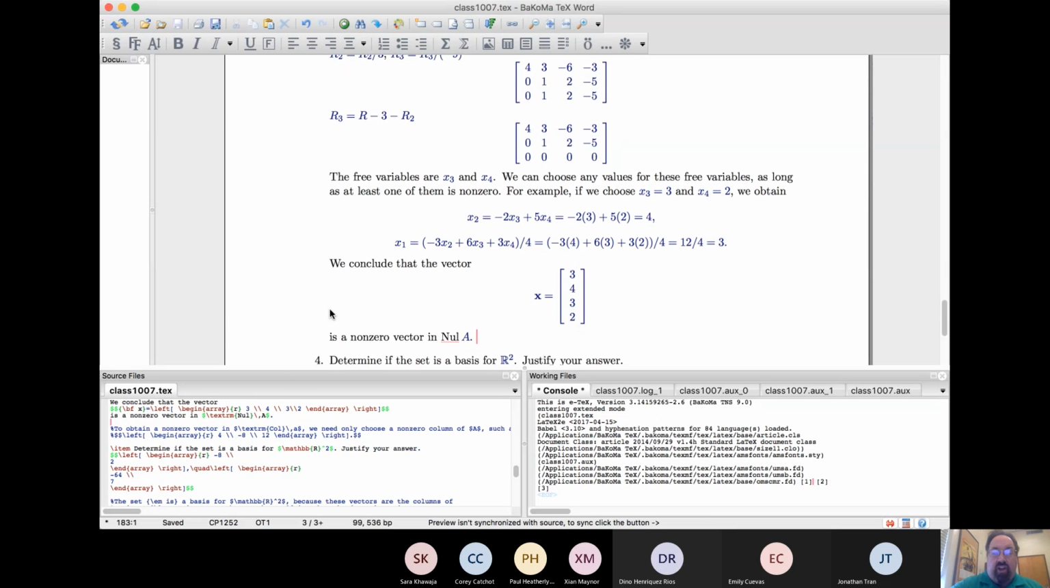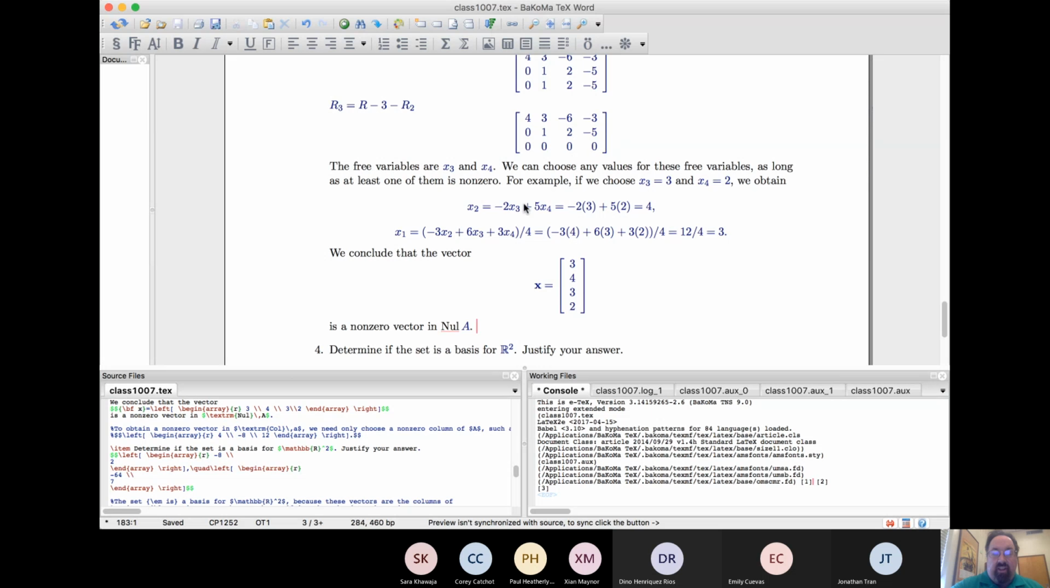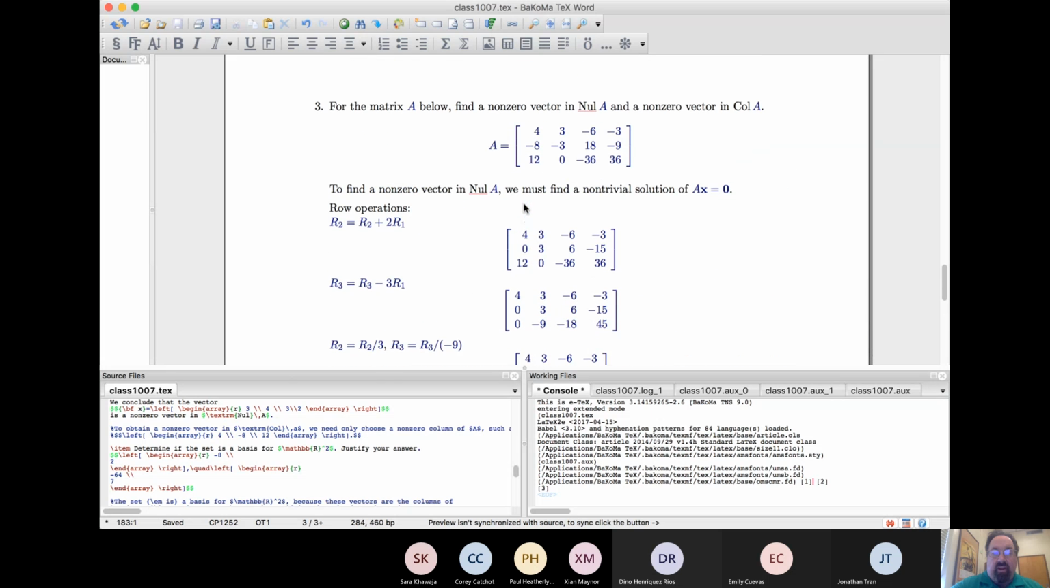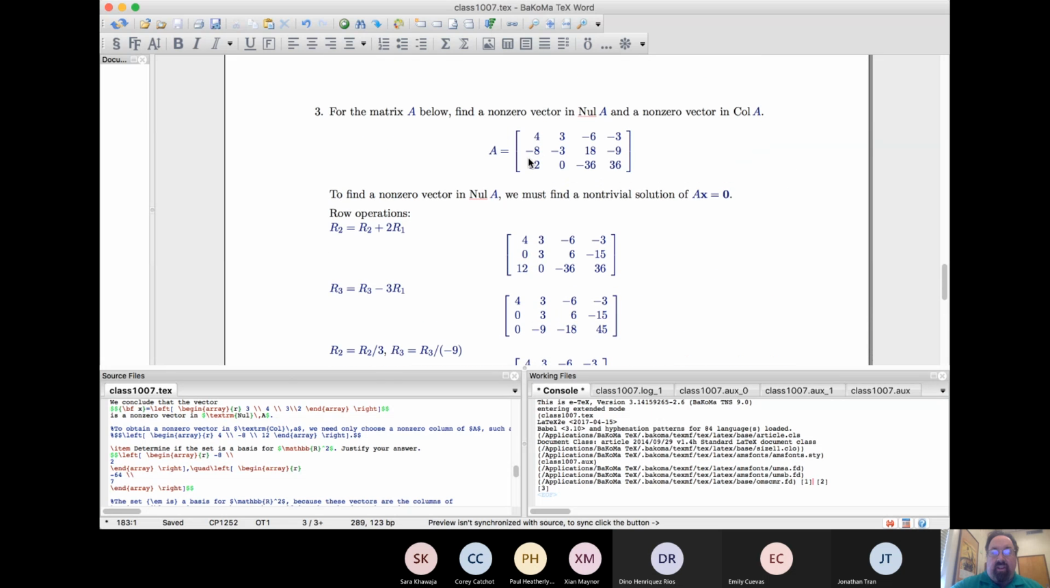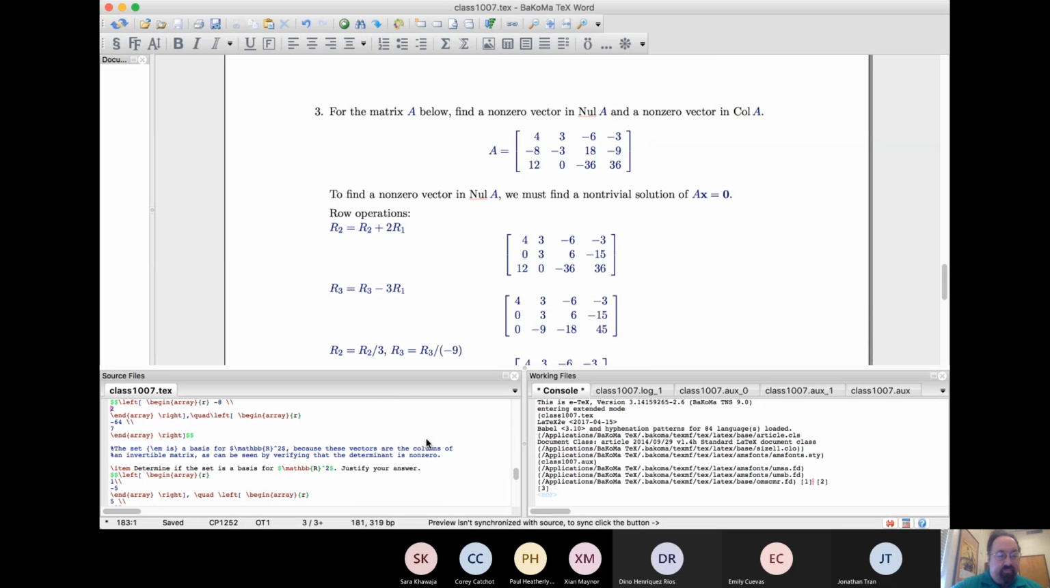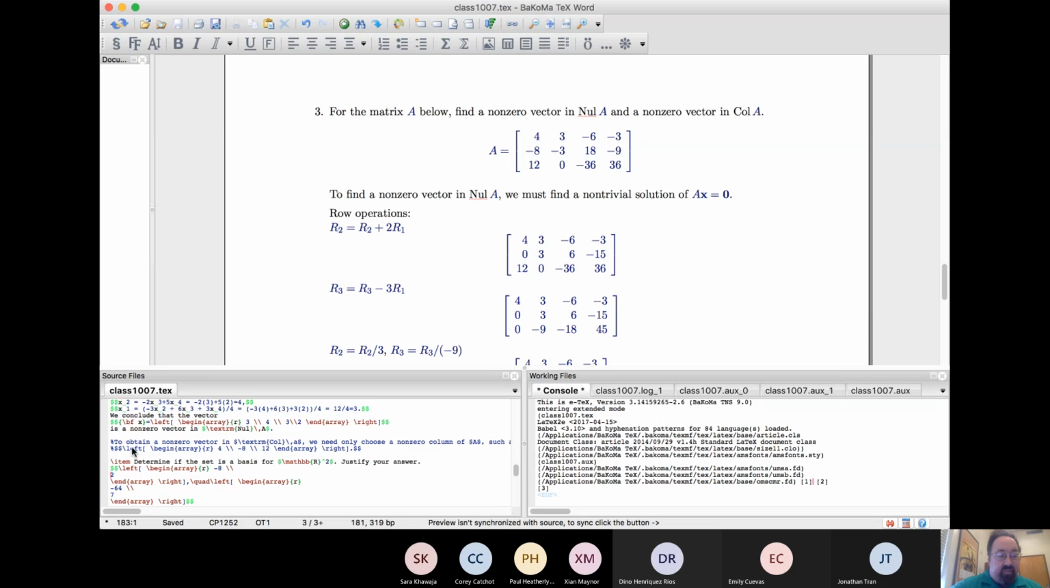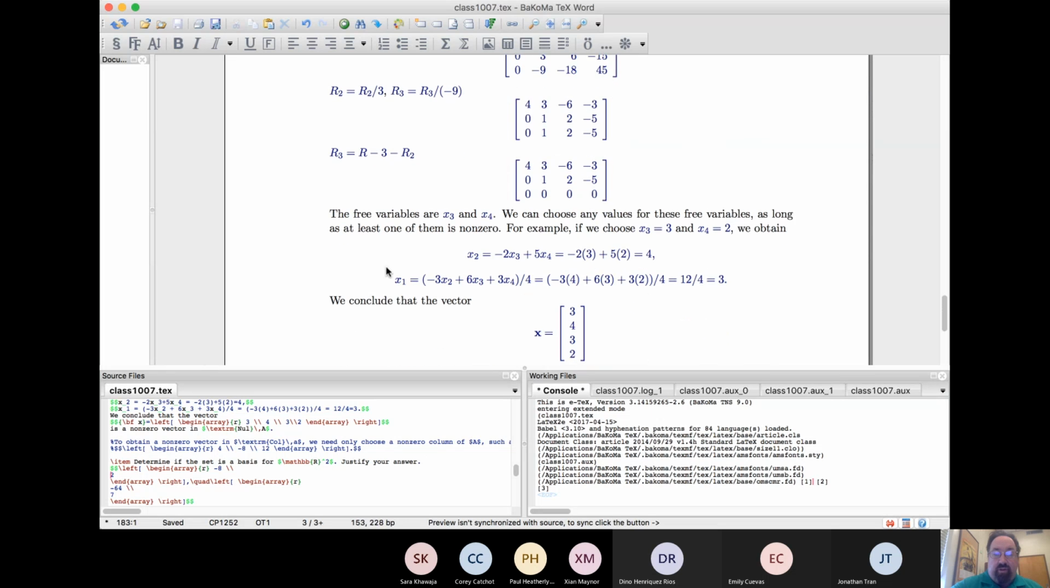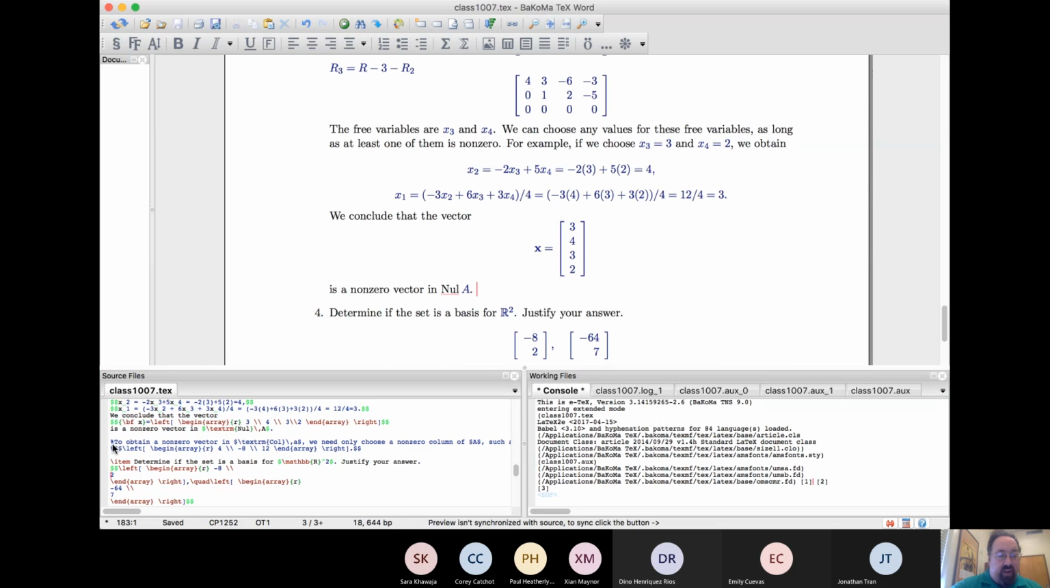Now, getting a vector in the column space of a given matrix is a whole lot easier, because the column space consists of all possible linear combinations of these columns. But any one of these columns by itself is a linear combination of the columns. It's just that all the coefficients are 0, except for one of them, which is equal to 1. So you can just choose a column, any column, and that would be a member of the column space.